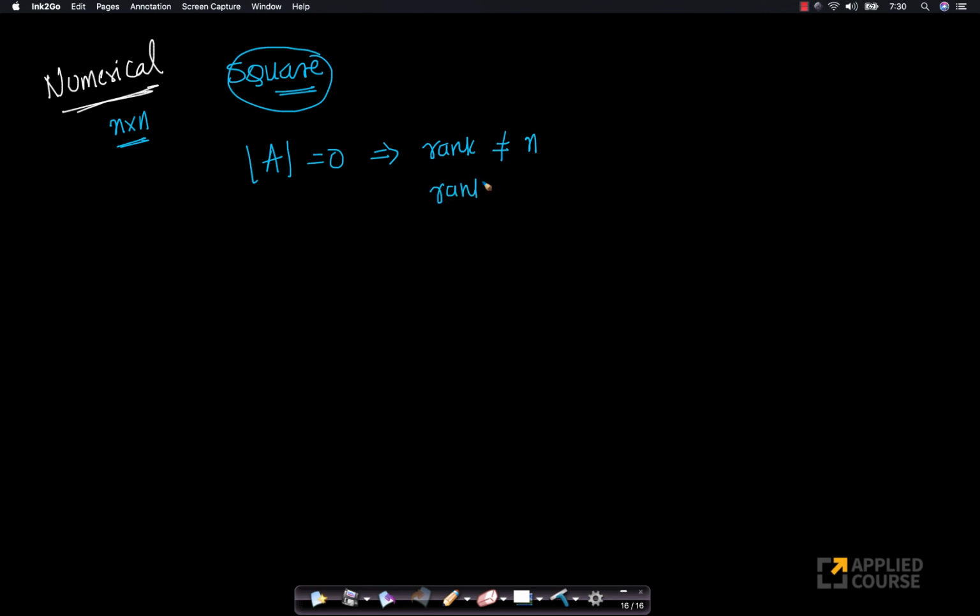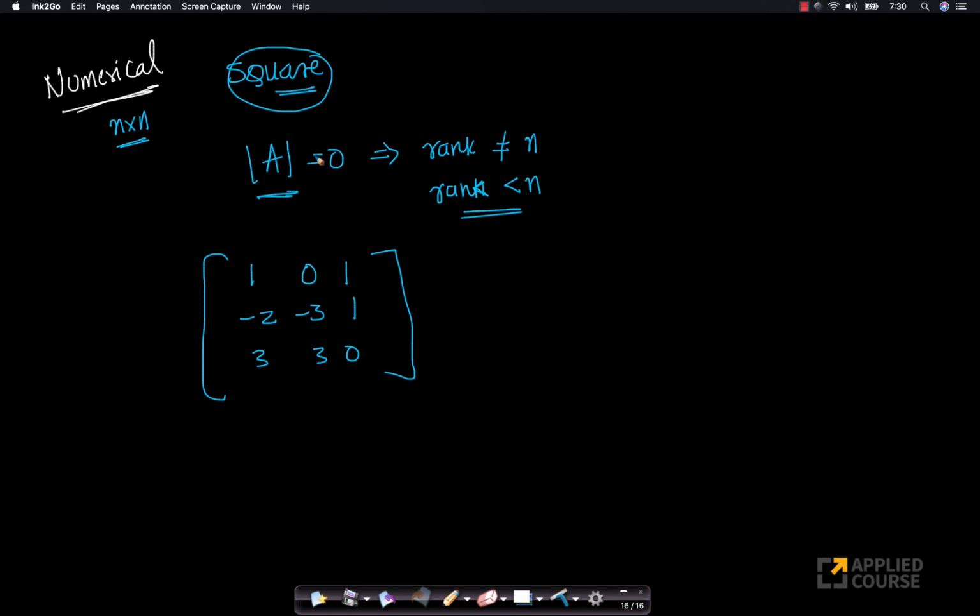Basically, the rank now is going to be less than n. So if you're given a square matrix, let's assume you're given a square matrix like this, so let's take this matrix just for simplicity: minus 2, minus 3, 1, 3, 3, 0. If you're given a square matrix like this, first you can compute its determinant.